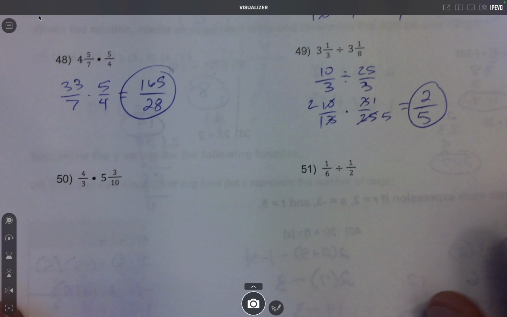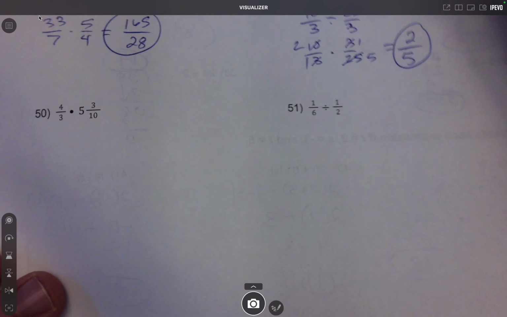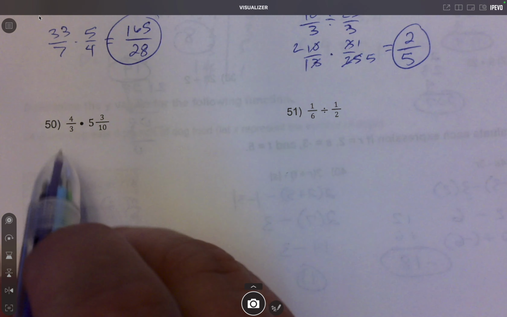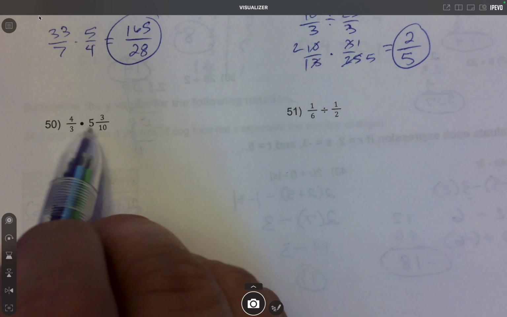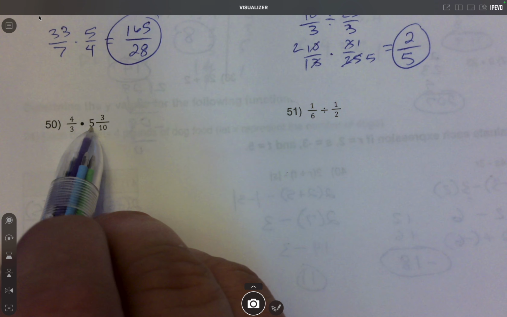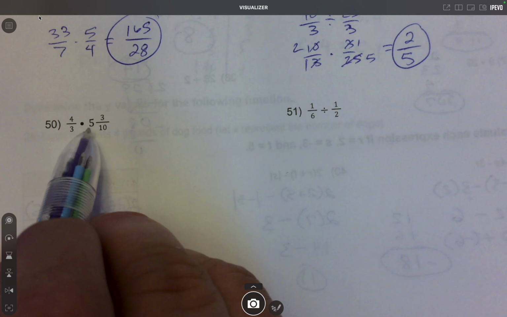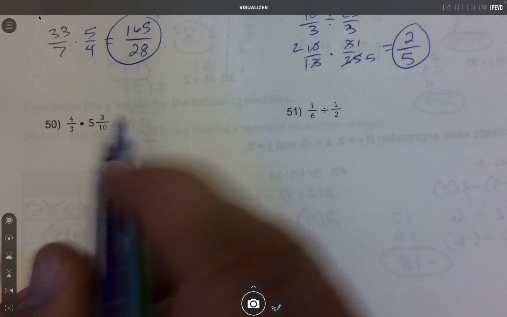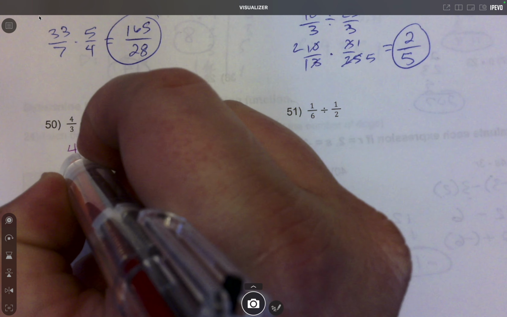Now that we got that important information out of the way, let's do number 50. When you're multiplying, you do need things to be in improper fraction form. So 4/3 is all good, but we need to change this mixed number to be an improper fraction. So I do 5 times 10, which is 50, then add 3, that gives me 53.